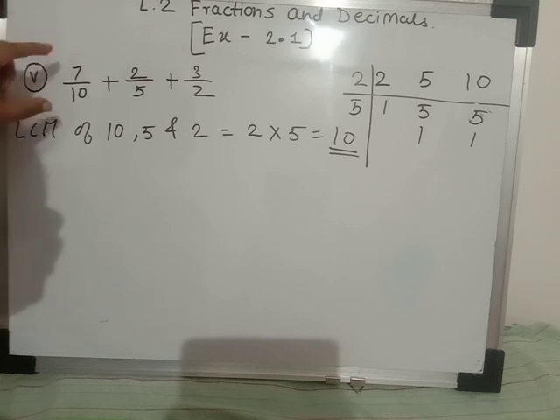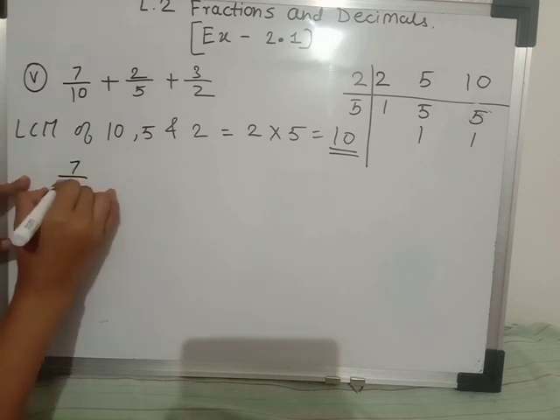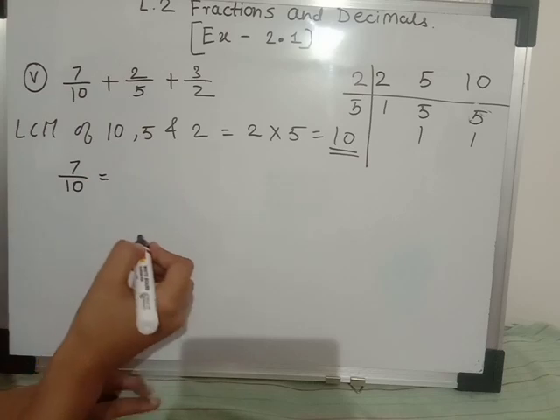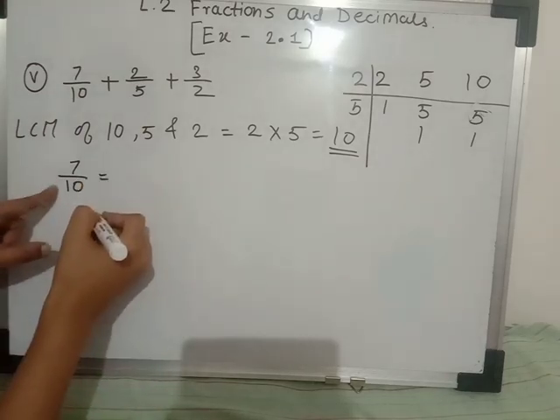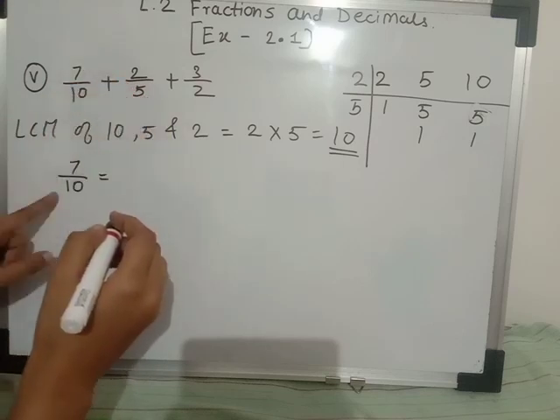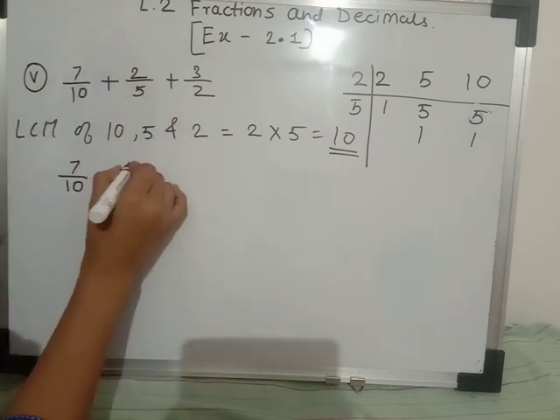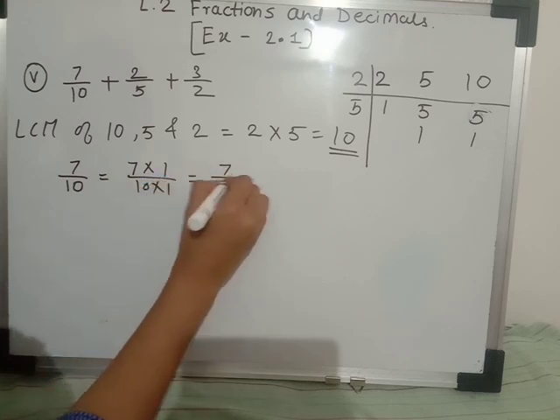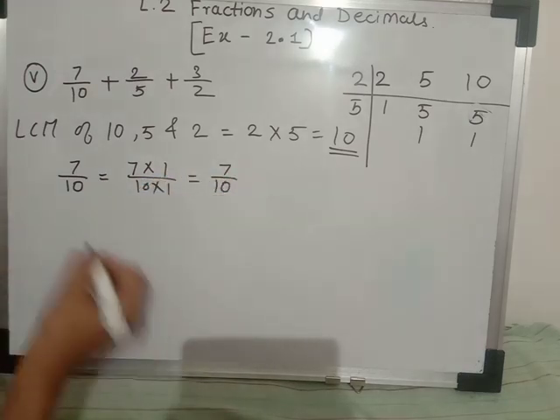So there is no need to change the denominator of this number. You have to keep as it is. Okay, so here 7 by 10 is equal to, if you want to do the multiplication of this number and you don't want to change, so 1 is the only number you can multiply with this fraction, so you will get the same fraction. 7 multiplied by 1, 10 multiplied by 1 is equal to 7 by 10. Okay, as simple as that.